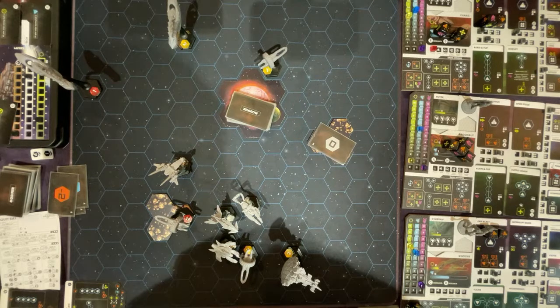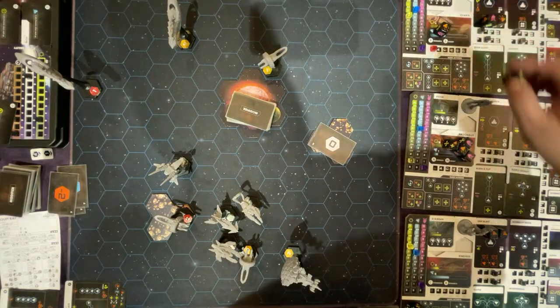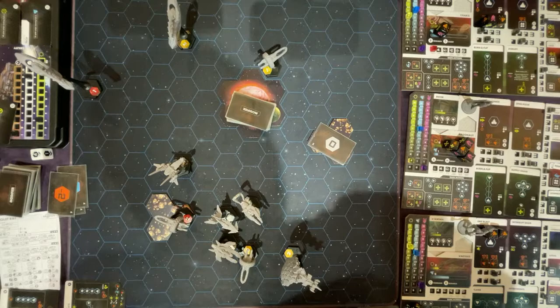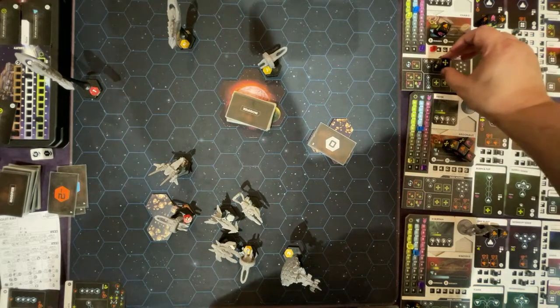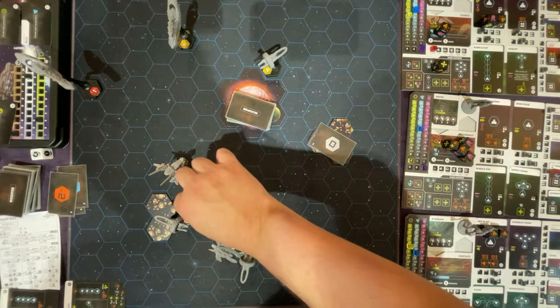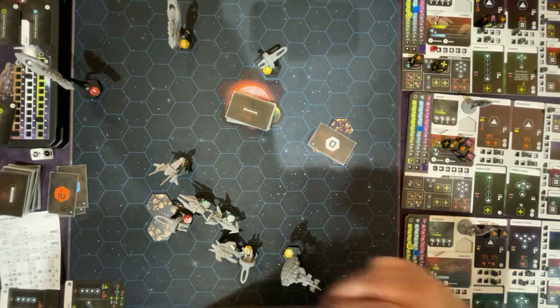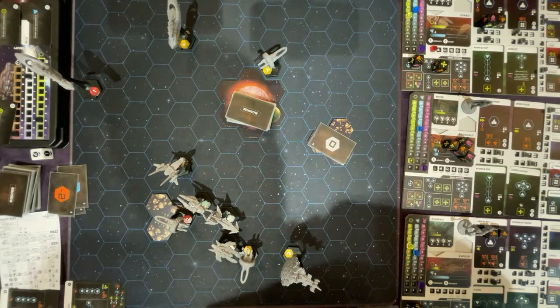I could have him stealth up again. But I don't know if I want him to stealth up yet. So we're just going to do a basic move and then a rotate like that. So he's at least facing this way.